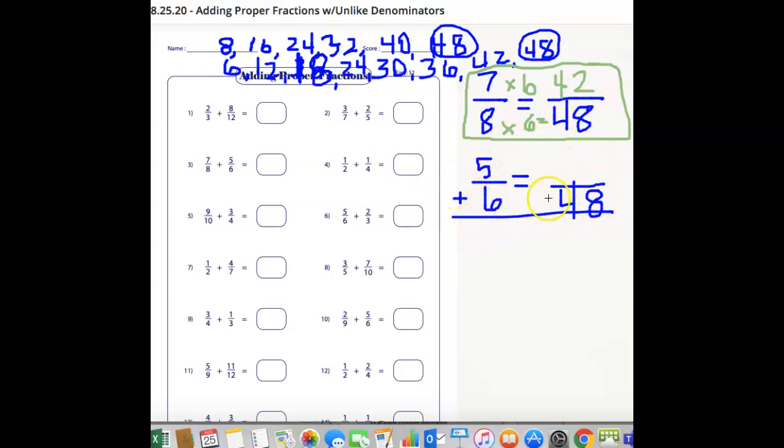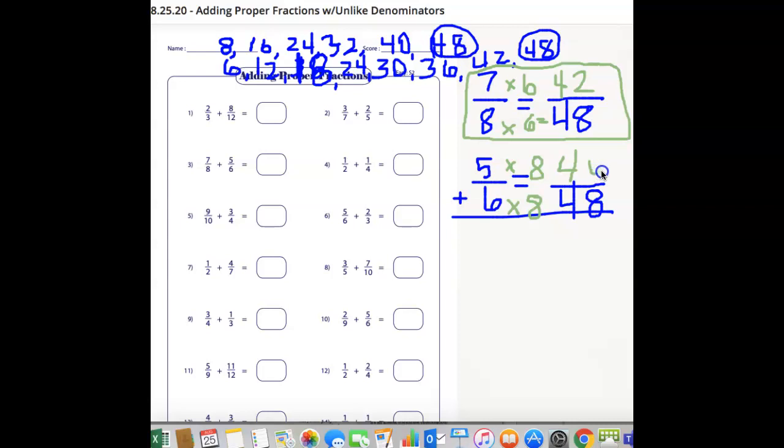Just look at this one. 6 times what is 48? You know that 6 times 8 is 48. And you know the rule that whatever you did to the bottom, you have to do to the top. So 5 times 8 is what? 40.